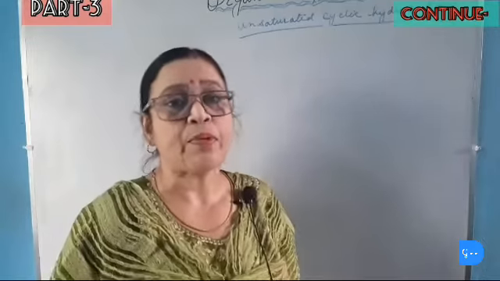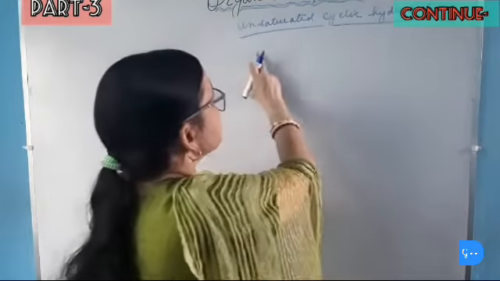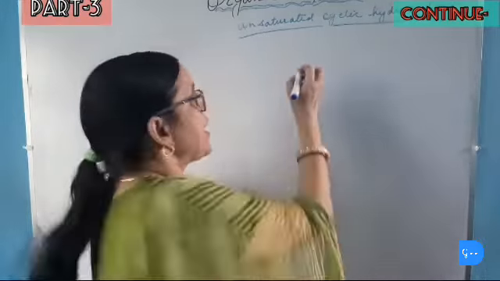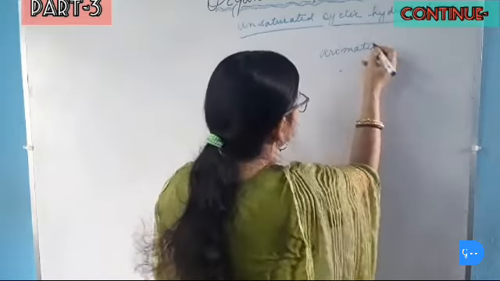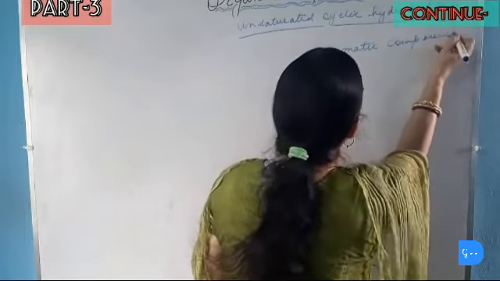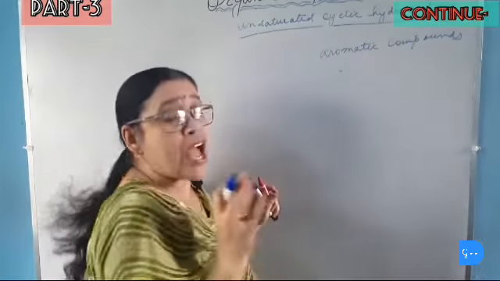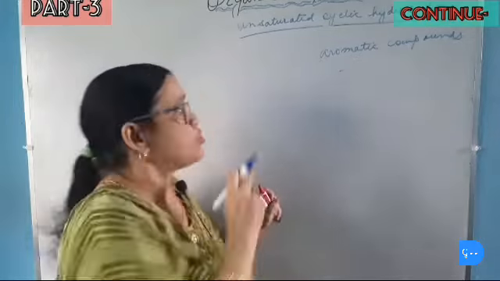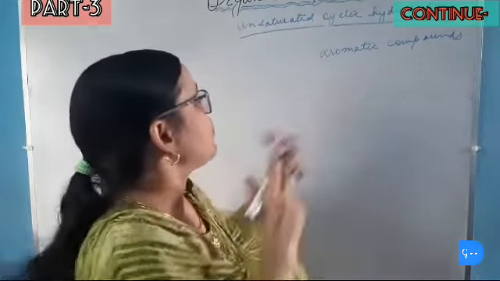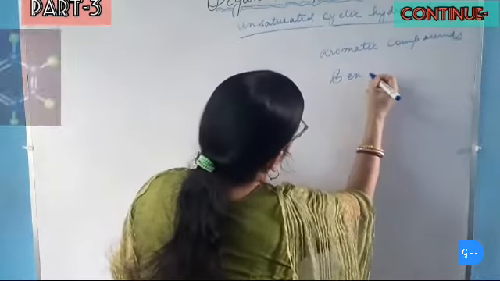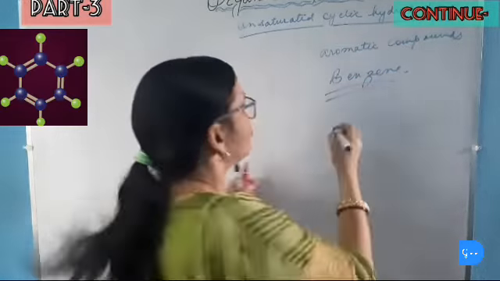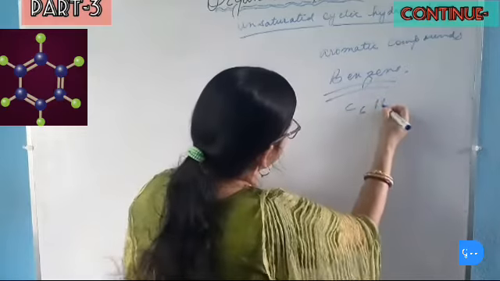So there is another type of cyclic hydrocarbon, known as unsaturated cyclic hydrocarbon. These unsaturated cyclic hydrocarbons are aromatic compounds. Aromatic means having a sweet smell. These aromatic compounds will be studied in higher classes. The example of an aromatic compound is benzene. Benzene is the first member of aromatic compounds, whose molecular formula is C6H6.